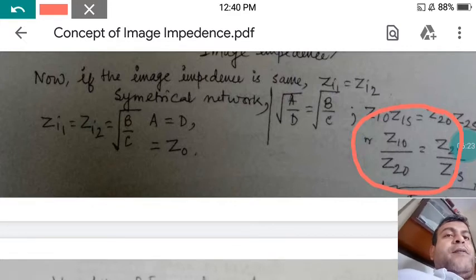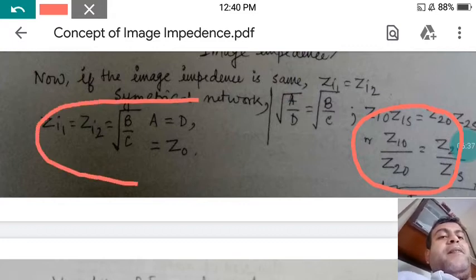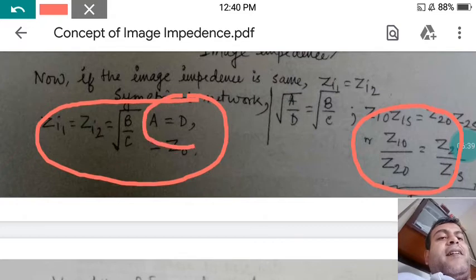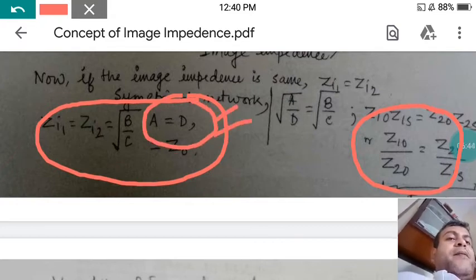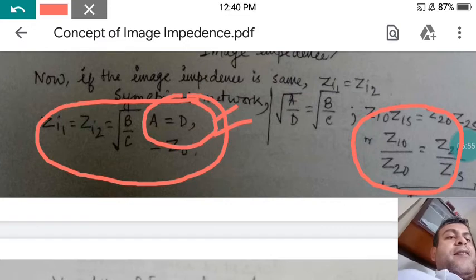On the other hand, if the input is shorted somehow, so that Zi1 equals Zi2 equals root over B by C, and here A equals D, it is called the symmetrical case. So if the network is not only reciprocal but also symmetric, then Zi1 equals Zi2 equals Z0. This Z0 is called the characteristic impedance of any such network analysis circuit.